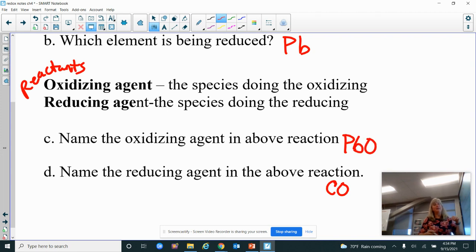So it's definitely kind of backwards. You have to think that through. The oxidizing agent contains the substance being reduced. The reducing agent contains the substance being oxidized.